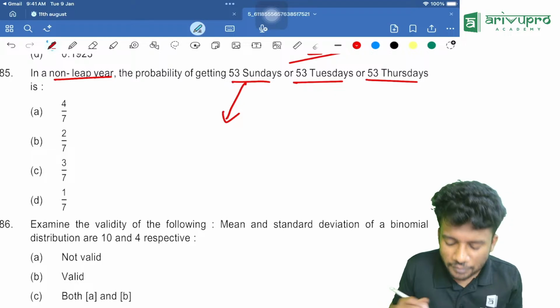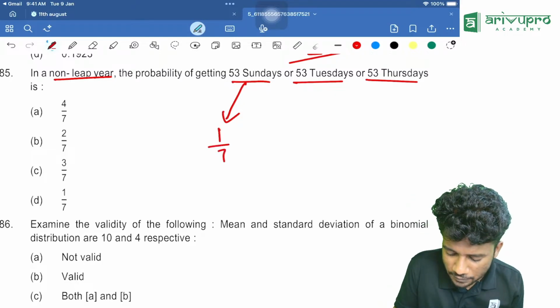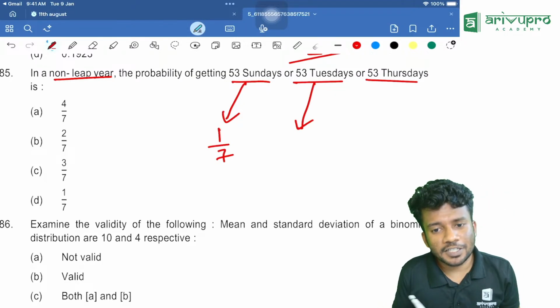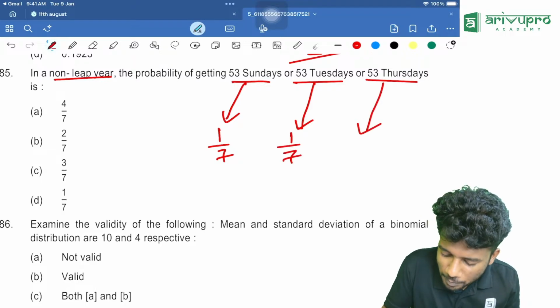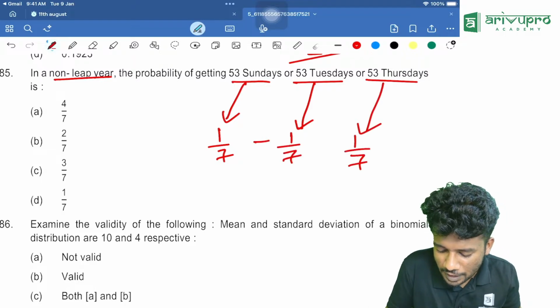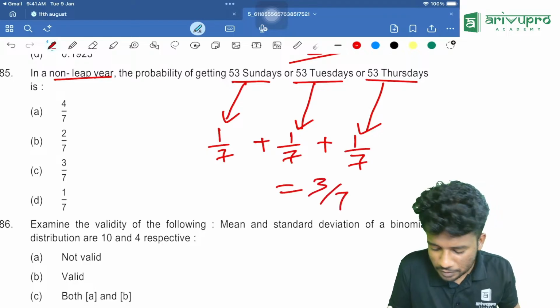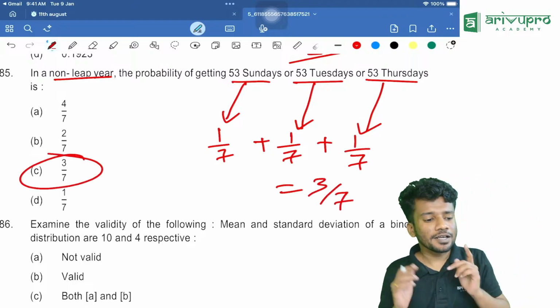Now, what is the probability of getting 53 Sundays? 1 by 7. What is the probability of getting 53 Tuesdays? 1 by 7. What is the probability of getting 53 Thursdays? 1 by 7. Add everything. Answer is what? 3 by 7. Option C is your answer.